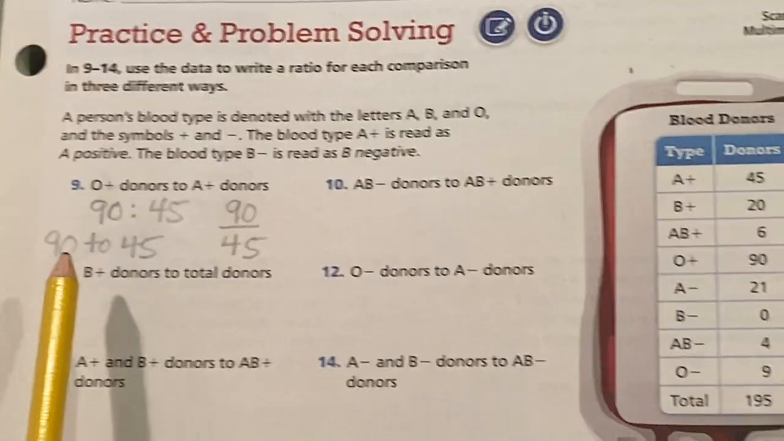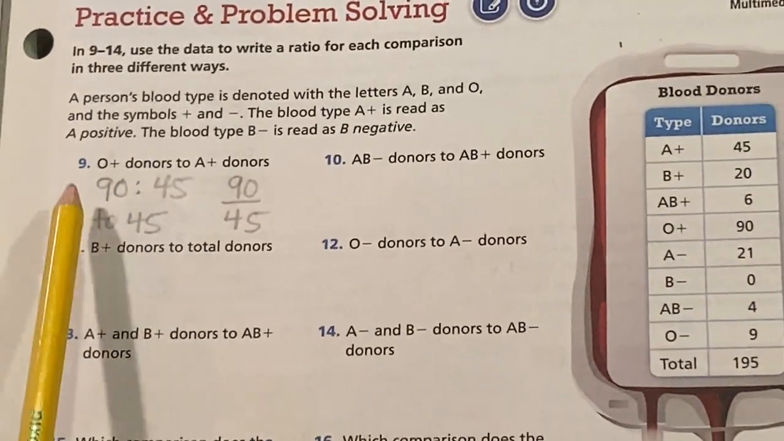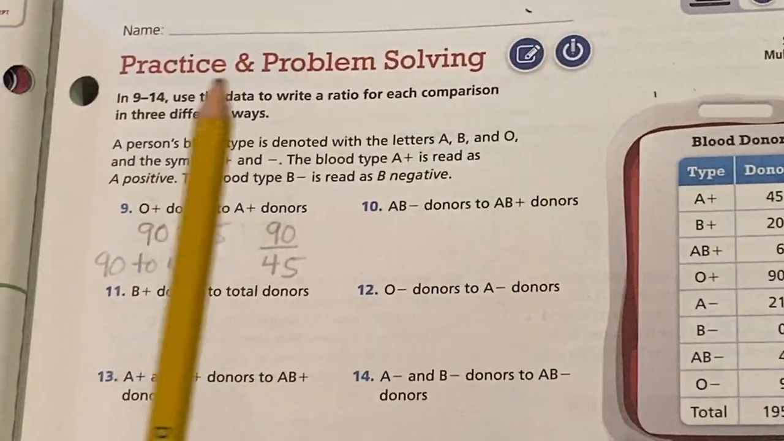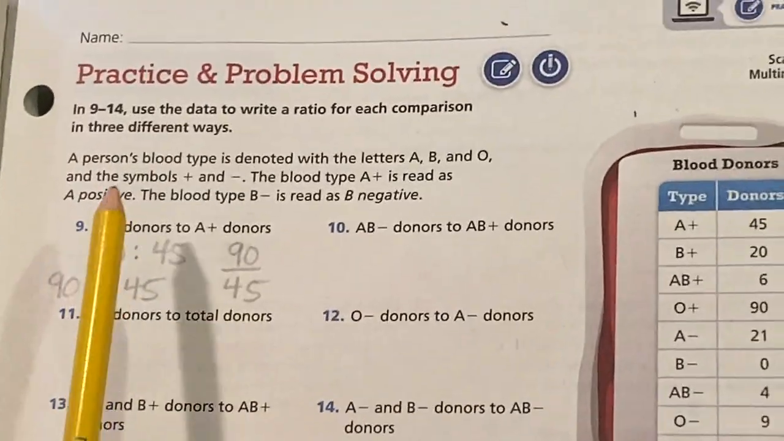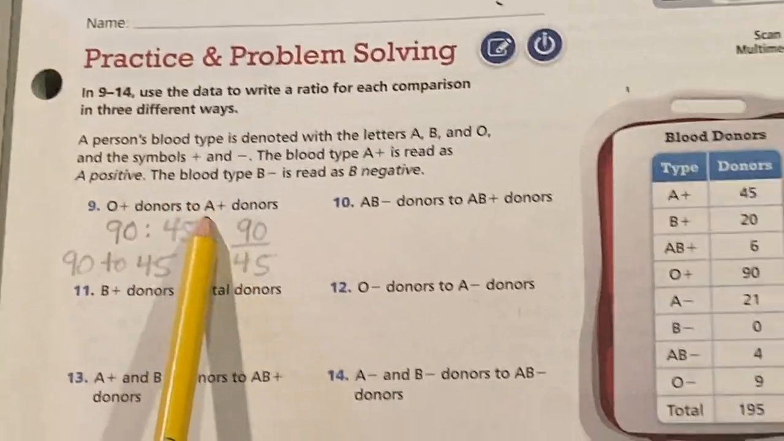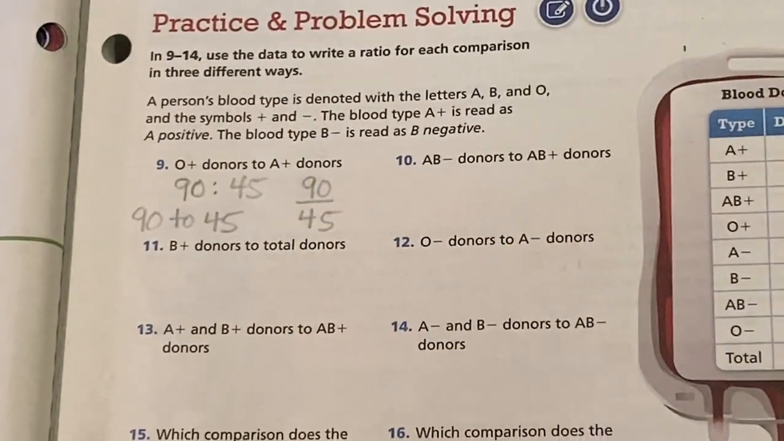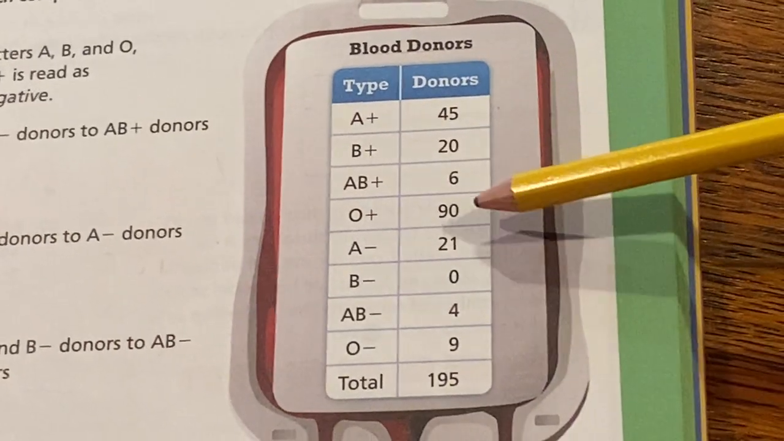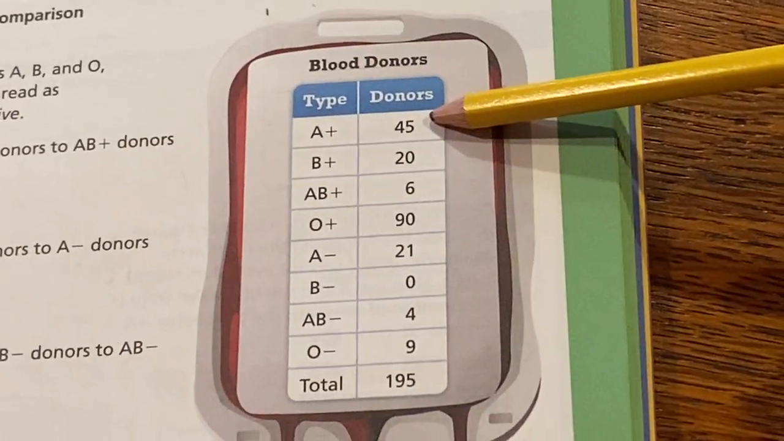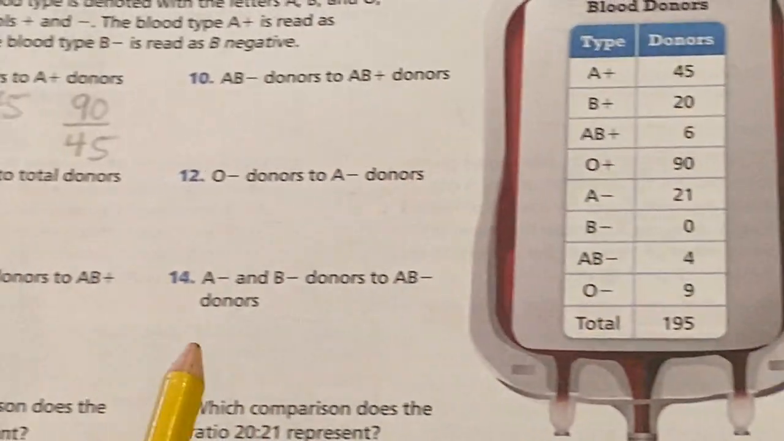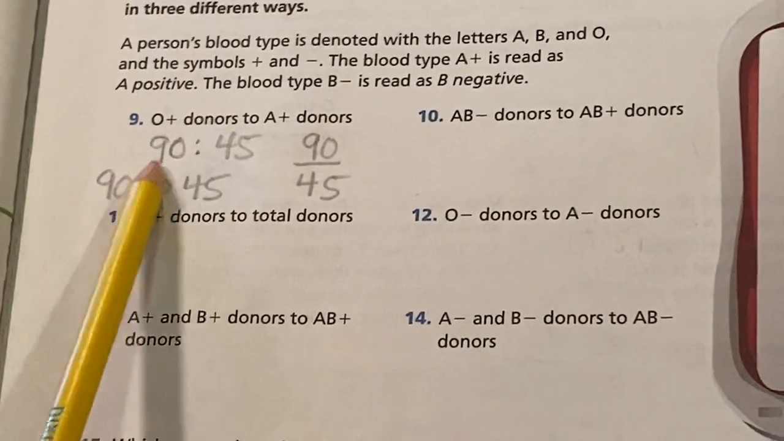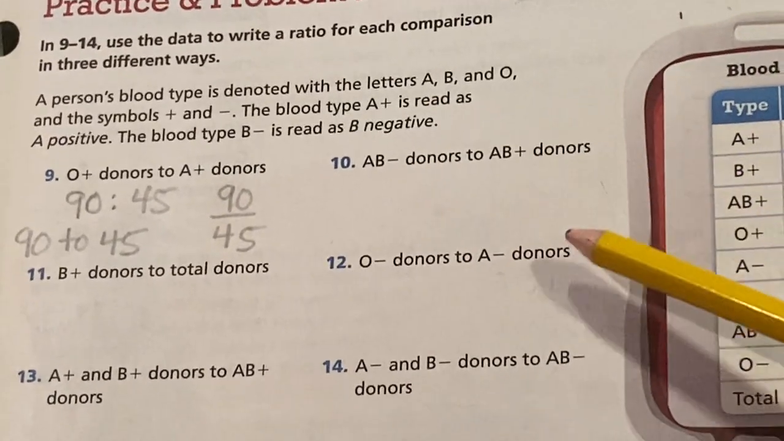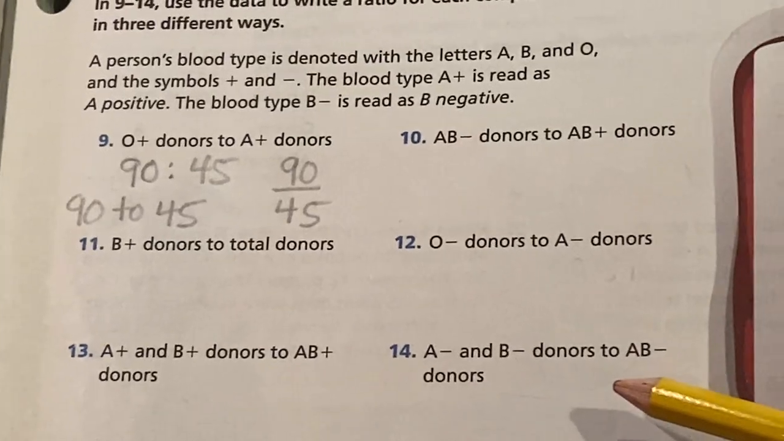And the way that you write the ratio, you start with the first number that's mentioned and then the next one. So for number 9, it says the O positive donors to the A positive donors. So if you look over here, O positive is 90 and A positive is 45. So that means it's 90 to 45, and I wrote it all 3 different ways. So you're going to go ahead and do that same thing for all of those problems.